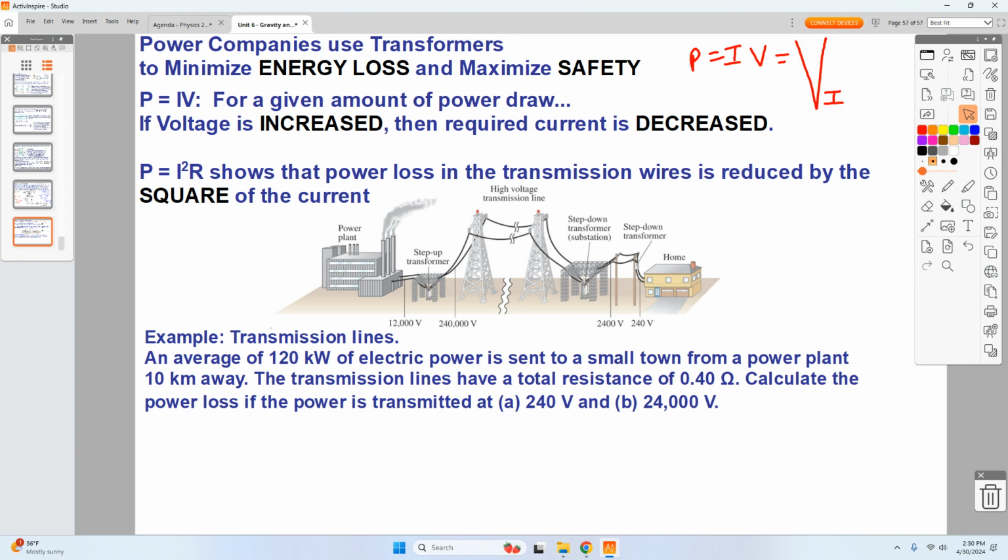And it's because of that I squared R, would you guys agree the R is the resistance of the transmission wires? And it's non-zero. Especially if the transmission wires span across the country.